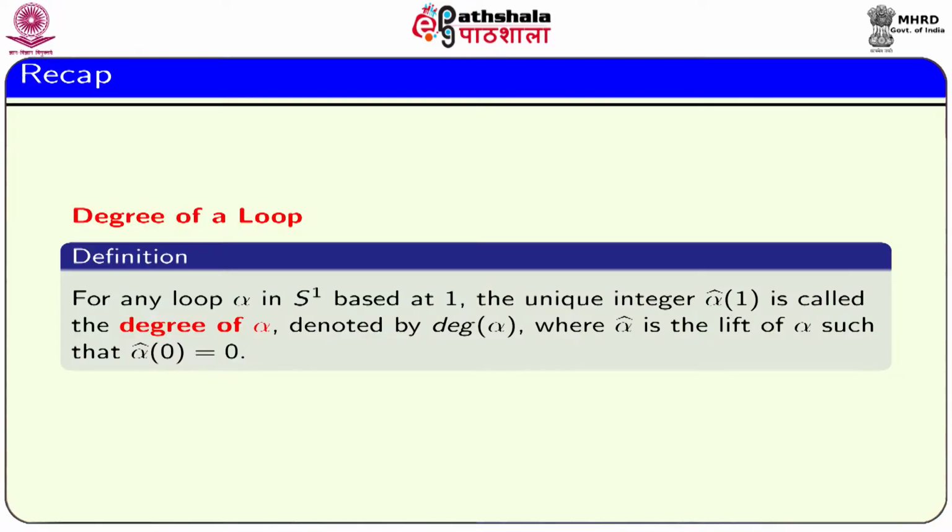We quickly recapitulate the definition of the degree of a loop. For any loop alpha in S1 based at 1, the unique integer alpha cap 1 is called the degree of alpha, denoted by deg alpha, where alpha cap is the lift of alpha with the property alpha cap 0 is equal to 0.